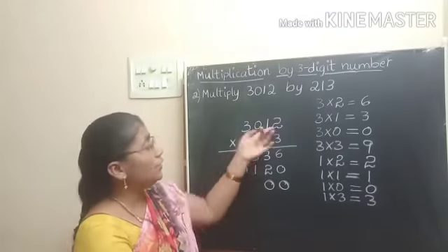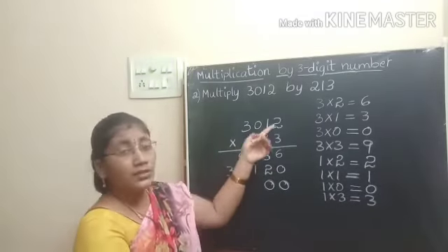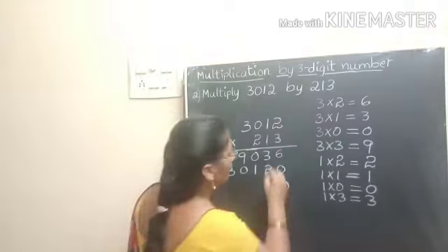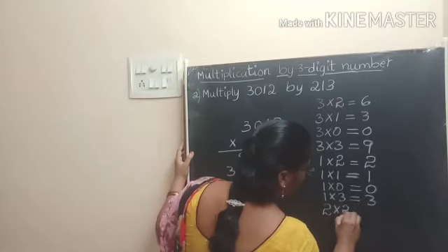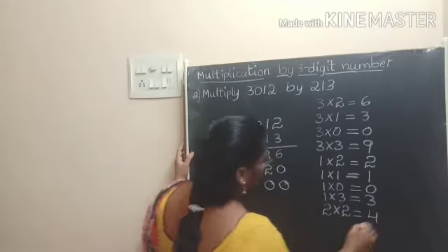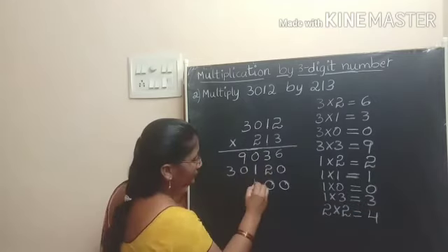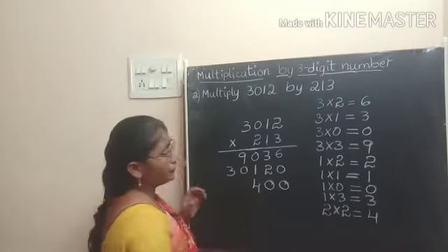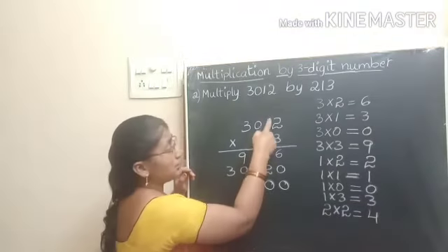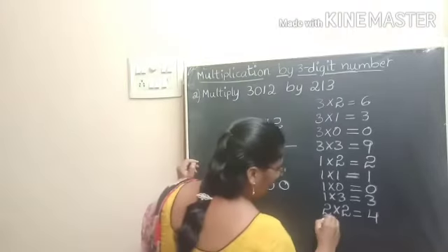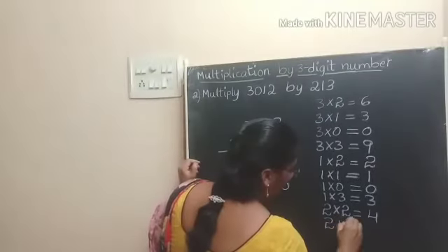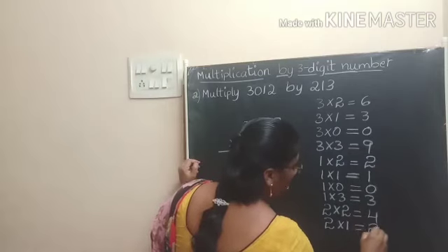Now take 2 into 2. First we should take the ones place digit. So take 2 into 2. How much is it? 2 into 2 is equal to 4. Then write it here. Next we should multiply the digit in tens place. Take 2 into 1. 2 into 1 is equal to 2.